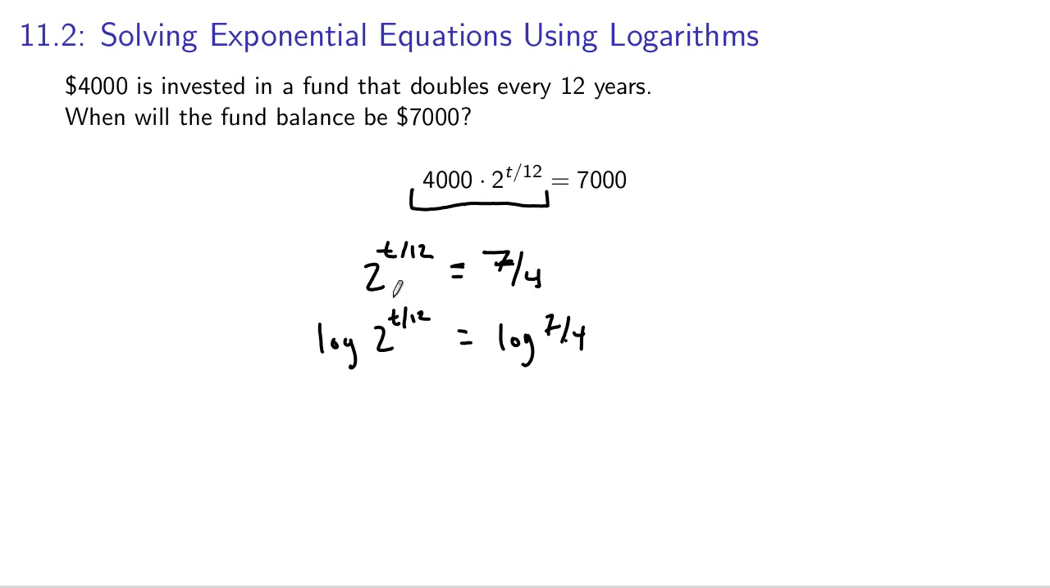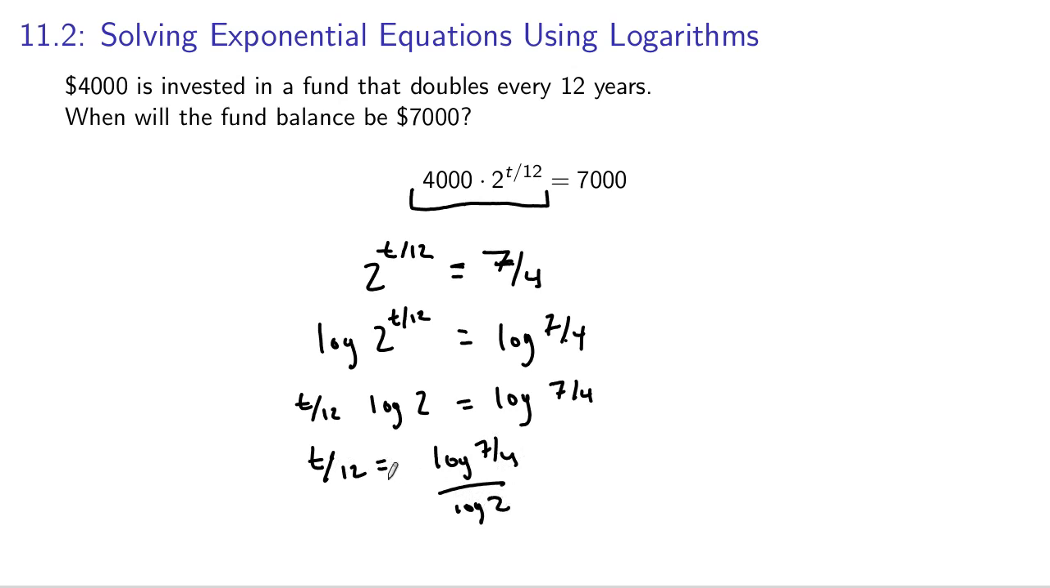And now we can pull the exponent down in front by the rules of logarithms, which gives us t over 12 times the log of 2. Remember, the log of 2 is a number. And that equals the log of 7/4, also a number. We can rewrite this as t over 12 is log 7/4 over log 2. And multiplying both sides by 12, we get t is 12 log 7/4 over log 2.